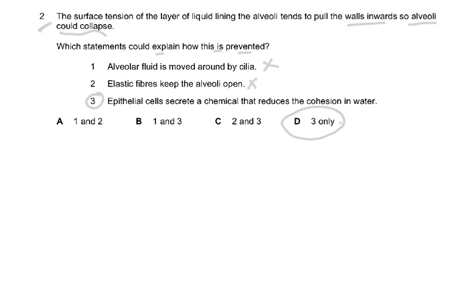Epithelial cells secrete a chemical. Epithelial cells. Sometimes they write endothelium. That would be wrong. Epithelial cells secrete a chemical that reduces the cohesion in water.